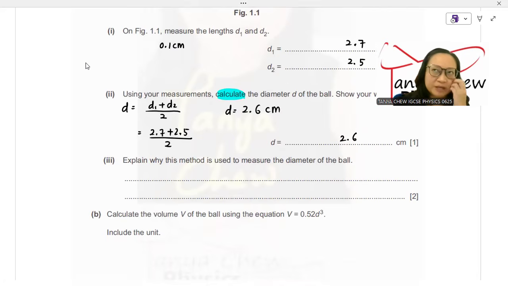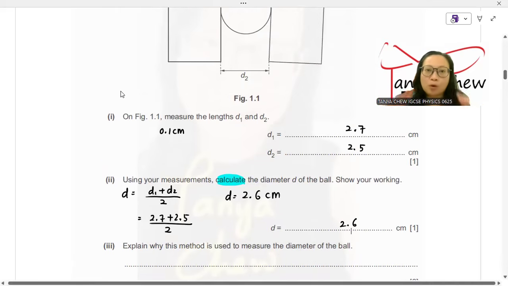The best apparatus to be used to measure the diameter of the ball is actually called a micrometer screw gauge. Maybe during the experiment, the student is not provided with a micrometer. That is why this is the best method to measure the diameter of the ball, because the ball is curved, right? It is not straight.